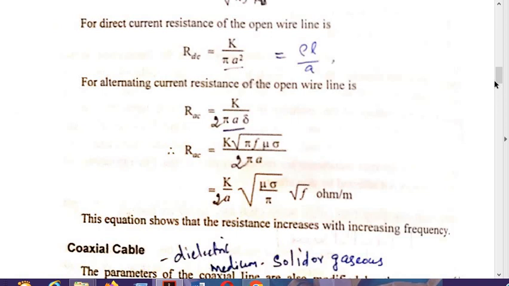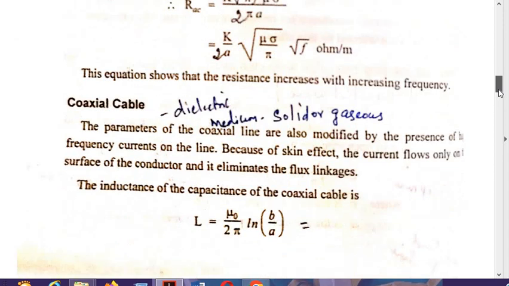So we get the RAC value as K by 2 by A root of mu sigma by pi root of F ohms per meter. So this shows that the resistance increases with the increase in frequencies. Next we are going to see about the parameters inductance and capacitance in the coaxial cable.